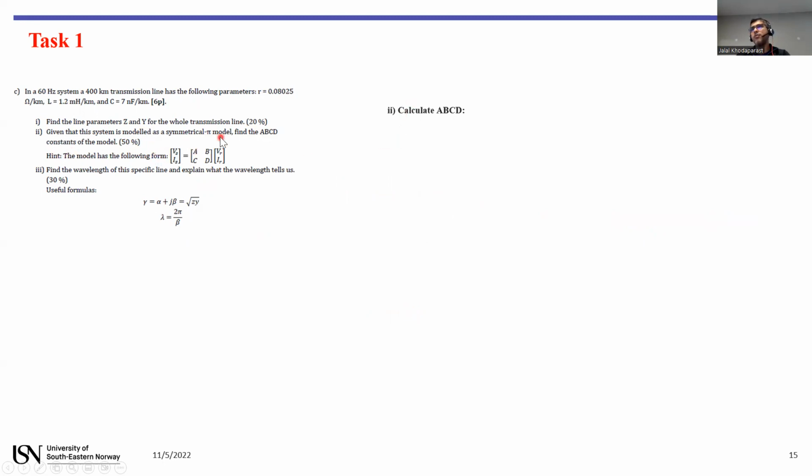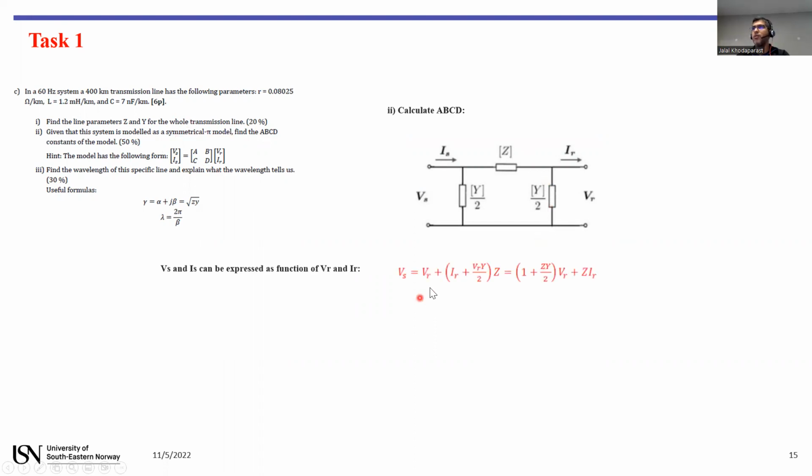Then we have to calculate the parameters, the coefficients of the transmission line A, B, C, and D. And the task asks us how we can calculate these parameters. This one is the pi model, the symmetrical pi model of the transmission line. And we know that Vs is the voltage of the sending side, VR the voltage of the receiving side, the current of the receiving side, and the current of the sending side.